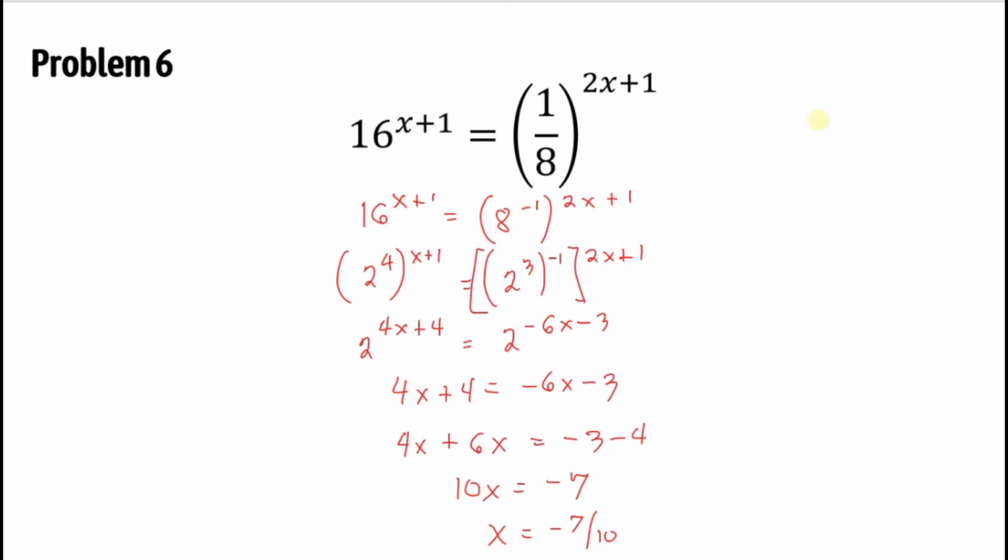Okay, so ganyan lang yung pag-solve ng mga exponential equations na pwede nating express as with the same basis.